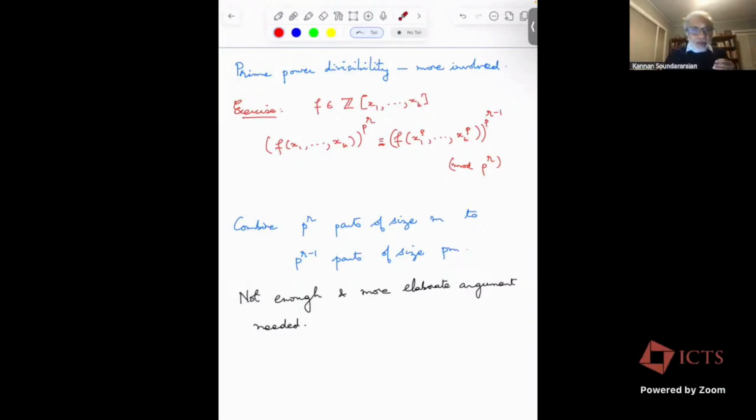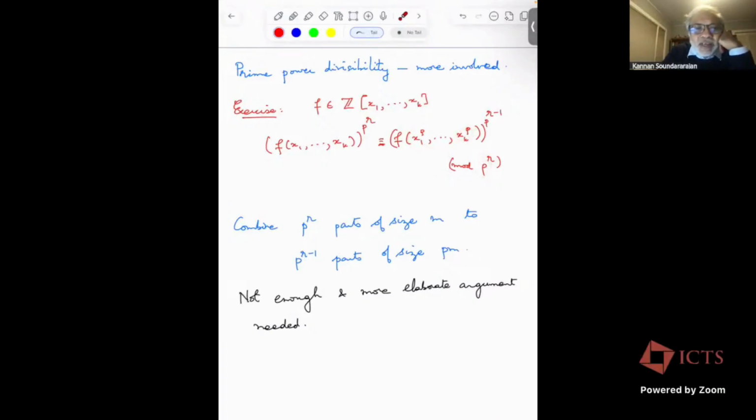the argument for primes uses the fact that if you take a polynomial and you raise it to the power p, then you get a congruence modulo p. If you take f of x1 to xk and you raise it to the p, that's the same as f of x1 to the p up to xk to the p modulo p. But if you take higher prime powers, it's no longer the case that I can just replace this by prime powers here modulo p to the r.